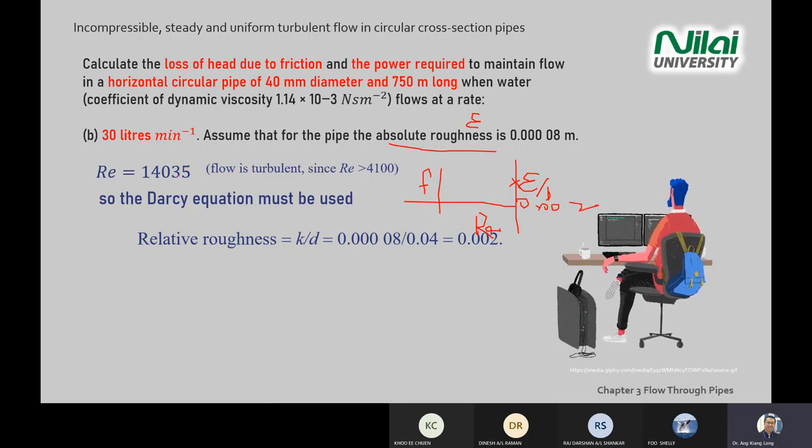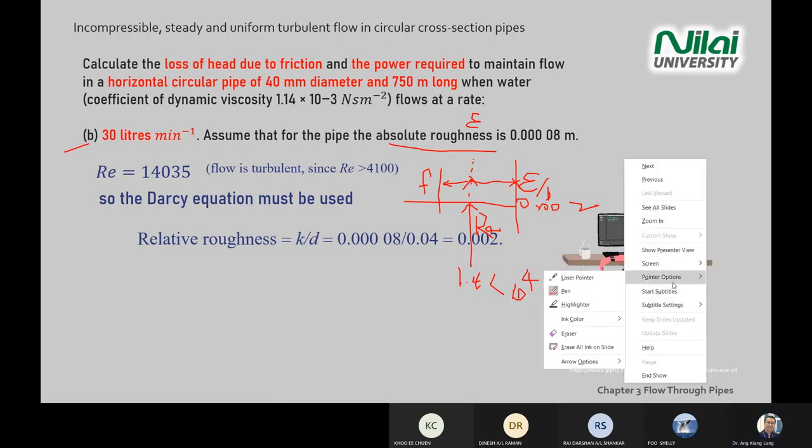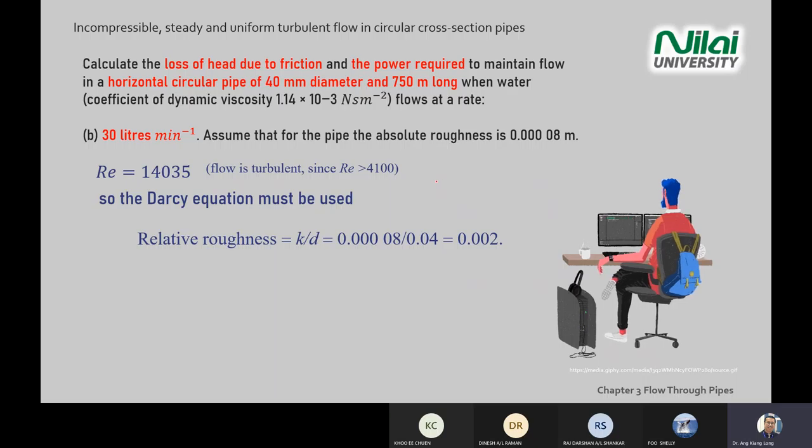You already calculated the Reynolds number, 1.4 × 10⁴. So you go to the bottom axis for the Reynolds number and find 1.4 × 10⁴. You combine the vertical line and follow the 0.002 line, intersect, and project to the left, you get your friction factor. The graph alone contributes 4 to 5 marks in the exam. So be careful.